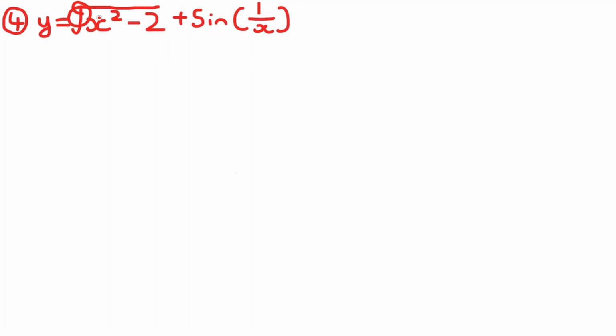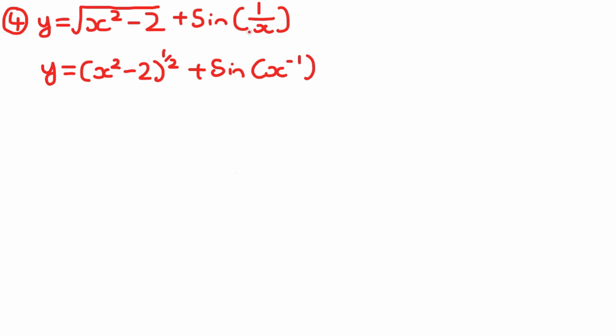Now we have this square root here, and we also have this 1 over x fraction here, and when we have this, it's easier to write it in the indices format because it's easier to differentiate. So the square root is a half, and this 1 over x is going to be x to the power of minus 1. Revise the indices laws if you need a reminder of this. So therefore, we're going to differentiate each term individually.